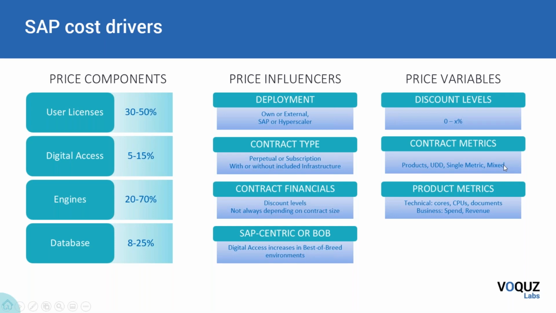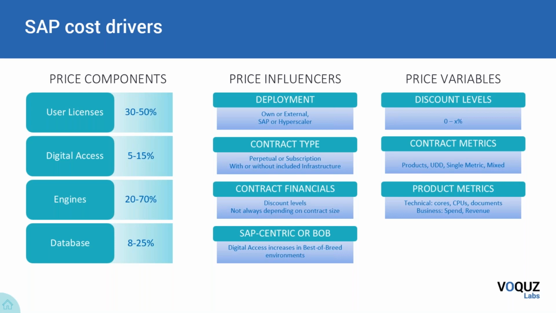Contract metrics, whether you have a UDD, a single metric, a mixed and via product. So these are the items that you would find in the metrics of how you've priced your engines, your user licenses, etc., and your digital access and database. These are all the metrics specific to those products. And then you've got the specific product metrics. These can be based on things like technical core, CPU, documents, business, revenue, spend, etc. These are more business type metrics that you have as an organization, and these certainly determine a price variable in the context of your contract.